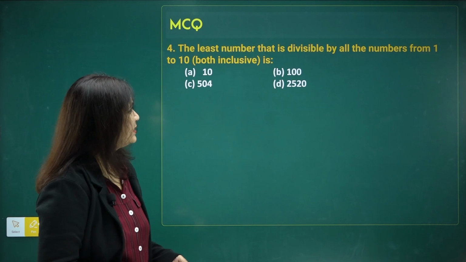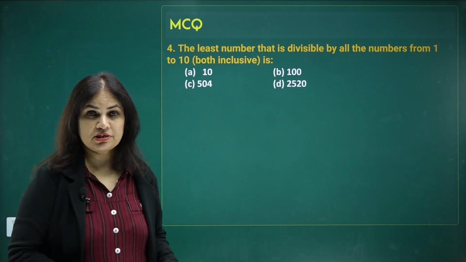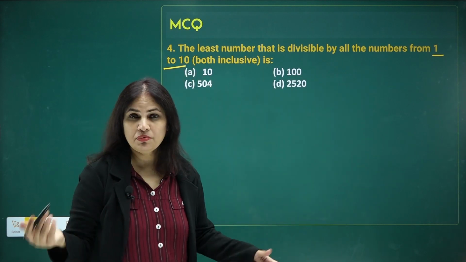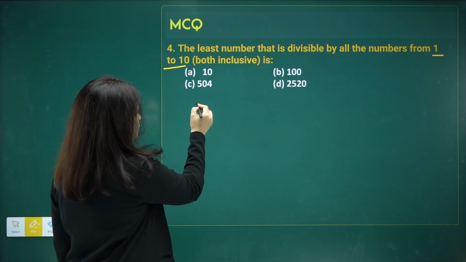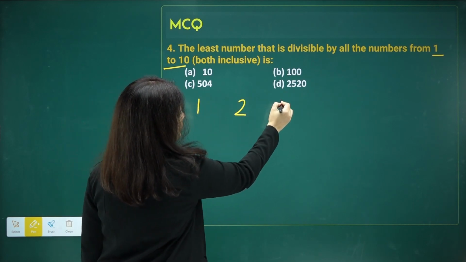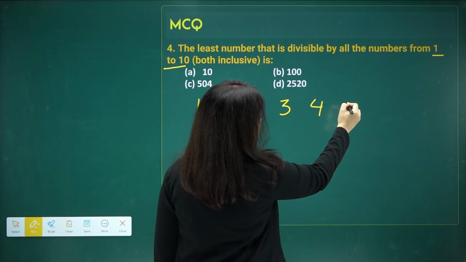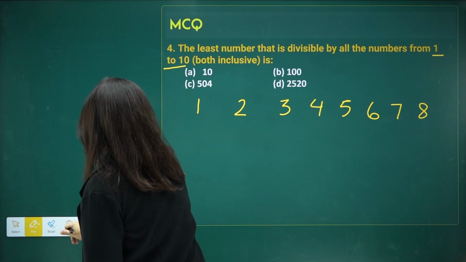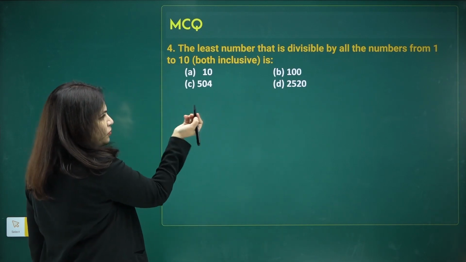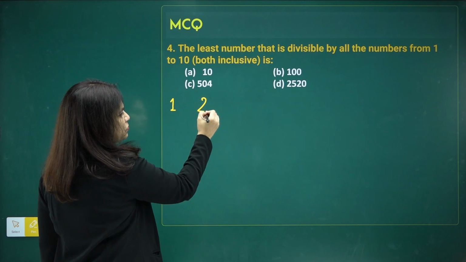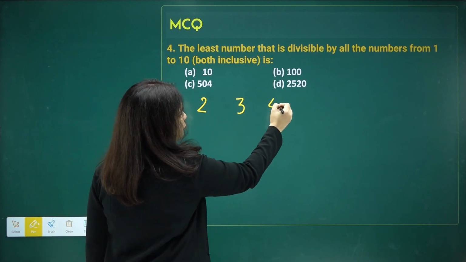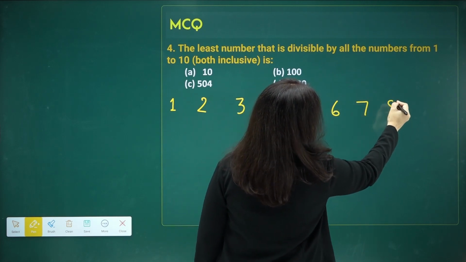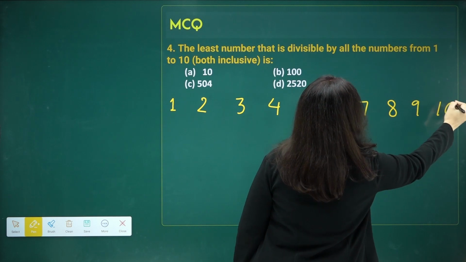Next question, the least number that is divisible by all the numbers from 1 to 10. That means we have to find out the LCM of all the numbers from 1 to 10, both inclusive. Let us first write down all the numbers from 1 to 10: 1, 2, 3, 4, 5, 6, 7, 8, 9 and 10.